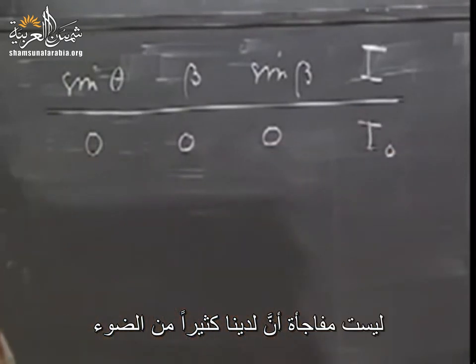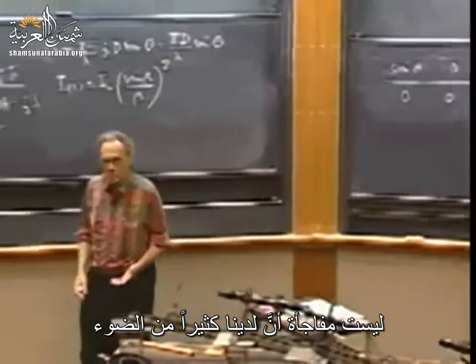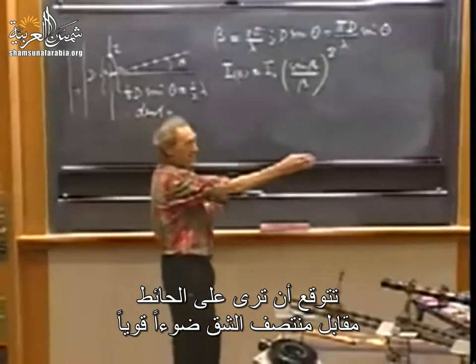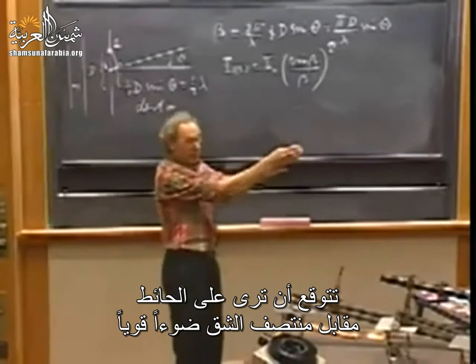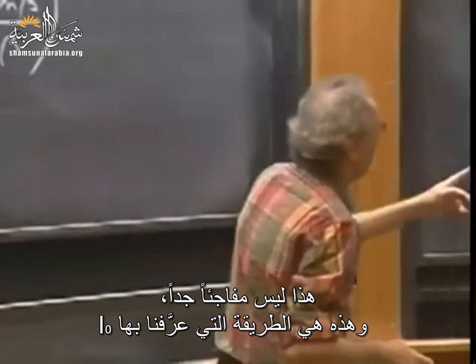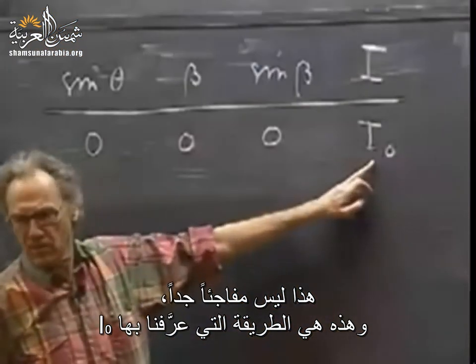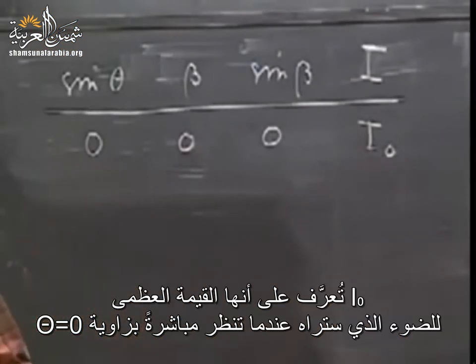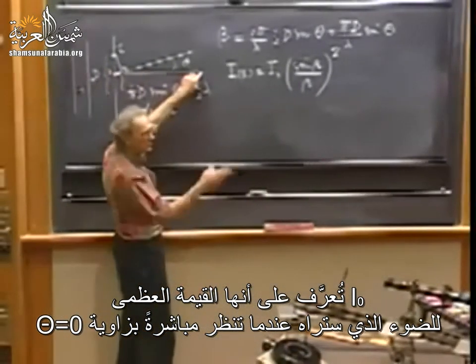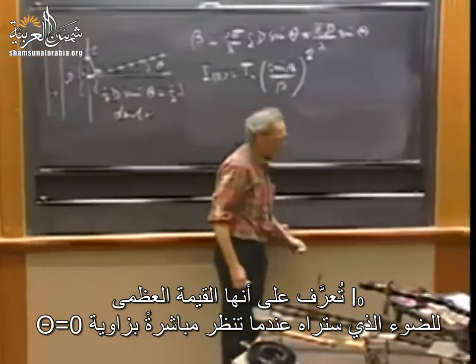Well, that's not so surprising that you have a lot of light there, because, of course, if you have an opening here, and you shine light through it, then you expect that you see right on the wall, in the middle of the slit, a lot of light. So that's not so surprising. This, by the way, is the way that we define I0. So I0 is defined as that maximum that you will see when you, so to speak, look straight forward, at an angle theta 0. That's the way we define I0.